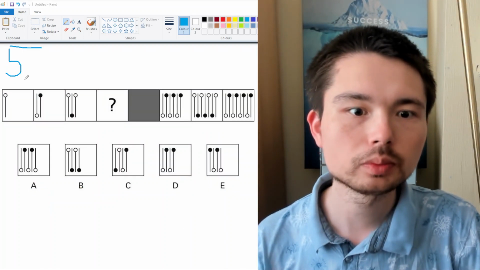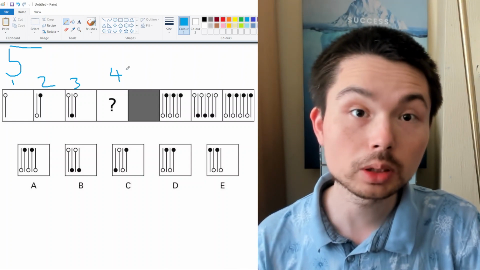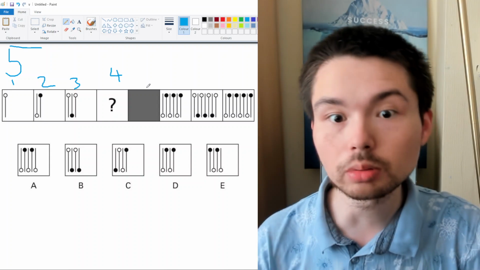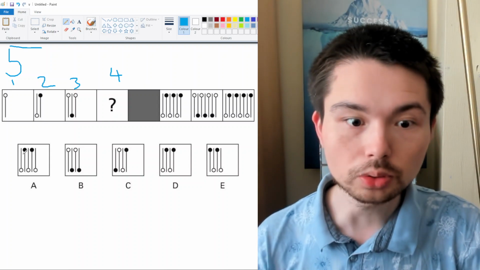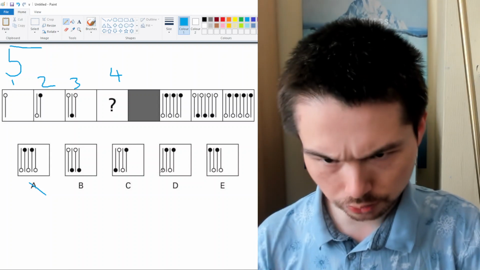Question 5. Count. 1, 2, 3, 4. Remember, all we care about is the question marks, not the grey square. So it's got to be 4. 1, 2, 3, 4, 5. 1, 2, 3, 4.